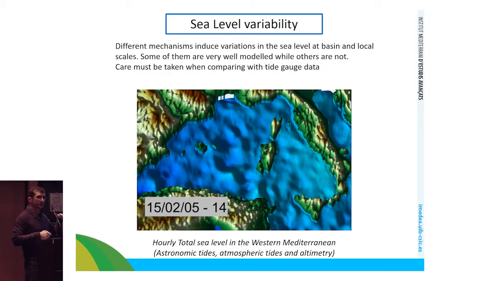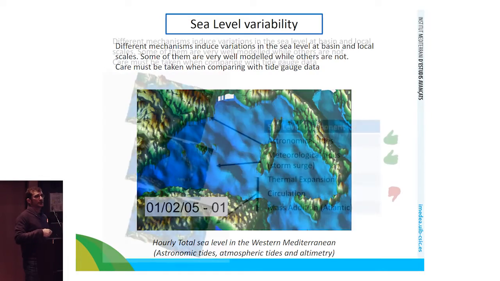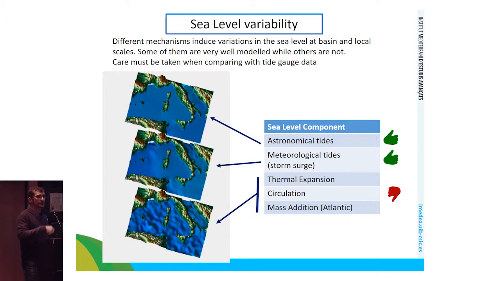So sea level can be induced by different factors. One is the astronomical tides, which you are aware of. The meteorological tides, or the mechanical effect, so the effect of sea level pressure and winds on sea level. Also the thermal expansion: if we warm the water, it expands and so sea level rises. Then the circulation: changing circulation patterns means a redistribution of water masses and also changes in sea level. And also we can have mass addition. At global scale, it is usually ice melting, but for the Mediterranean, as we don't have enough ice, it is simply because we have more water in the Atlantic that flows in.